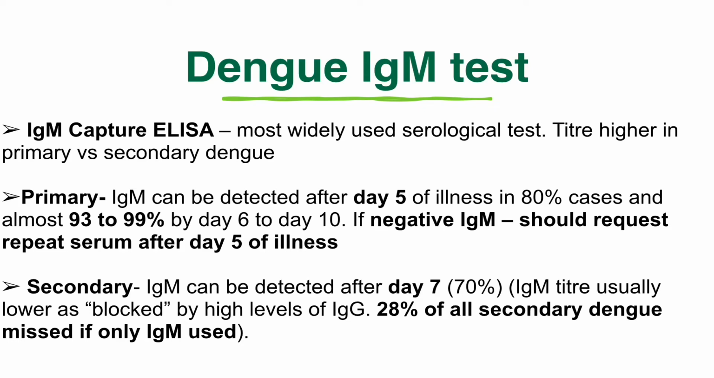However, in secondary dengue infections, IgM was detected in 78% of patients after day 7. IgM appears earlier or at the same time frame, but usually at lower titers compared to primary dengue infection. This is possibly due to the appearance of high levels of anti-dengue IgG before or sometimes simultaneously with IgM response. Thus, 28% of all secondary dengue infections were undiagnosed when IgM was the only assay performed.